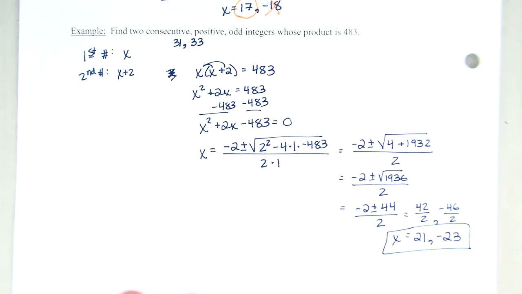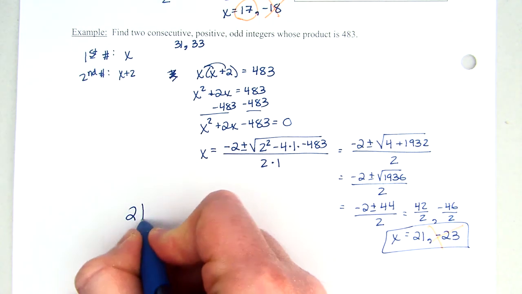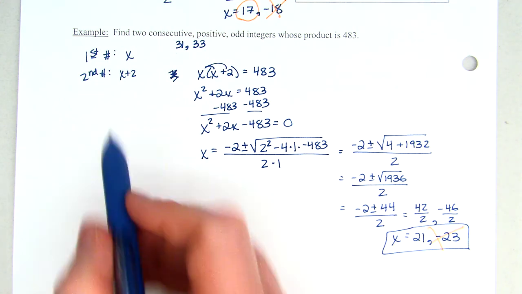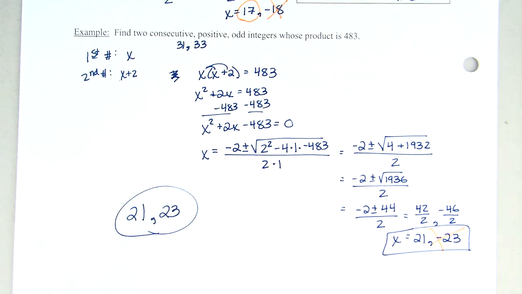I wanted consecutive positive odd integers, so I don't care about negative 23. I just care about 21. My first number is 21. My second number is going to be 21 plus 2, or just go to the next consecutive odd number, 23. The two numbers are 21 and 23.